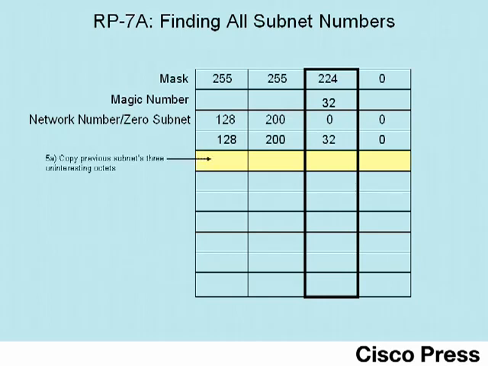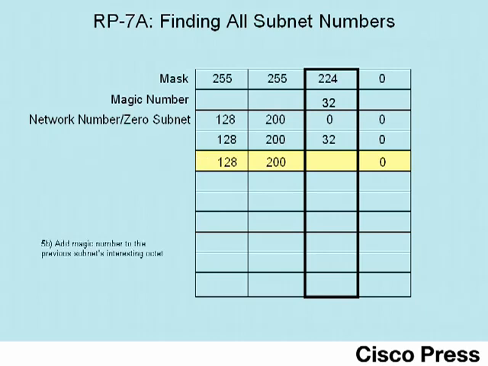To find the next subnet number, you simply repeat step 5. At step 5A, you copy the 3 boring octets down to the next subnet number's line, and then at step 5B, you add the magic number of 32 to the previous subnet number's value in the interesting octet, which is 32 in this case, for a value of 64. So the next subnet number is 128.200.64.0.